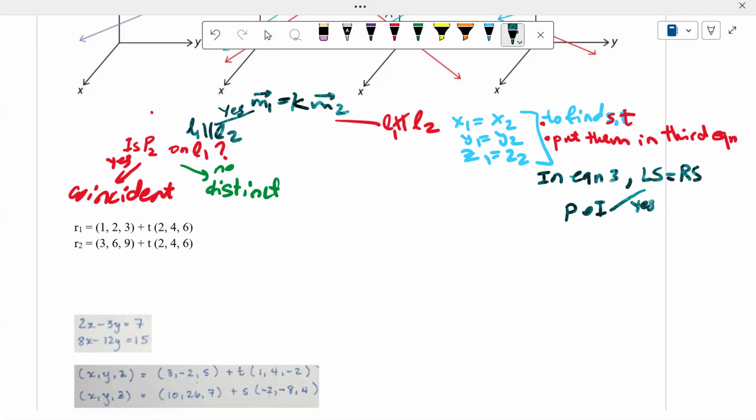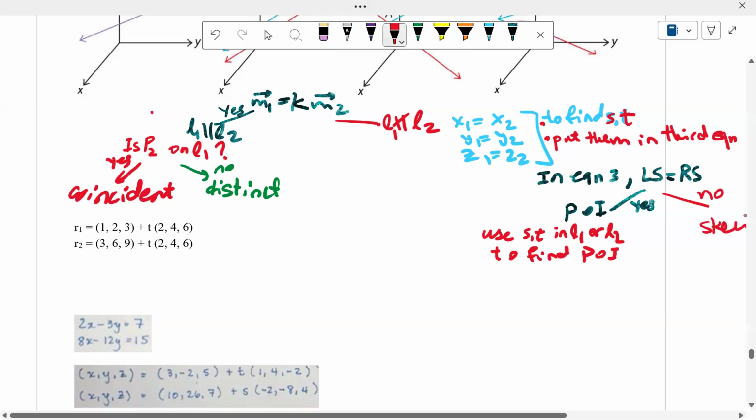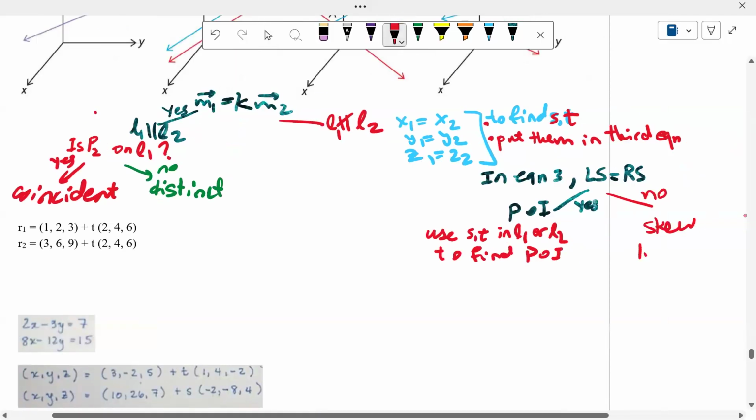And to find the point of intersection, you use S and T in line 1 or line 2 to find the point of intersection. Now, in equation 3, if the left-hand side is not equal to the right-hand side, then we're going to have skew lines.